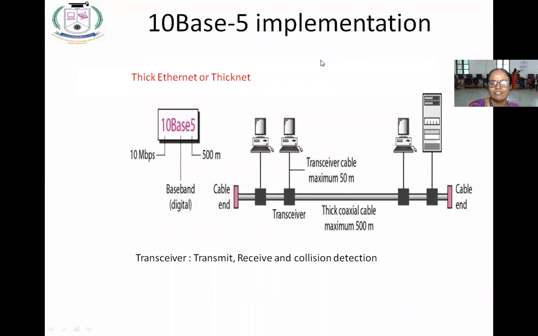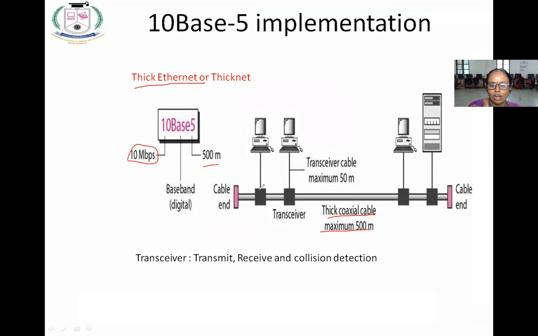Unmute yourself. Okay. Now we will see about 10 base 5. This is all about the kind of cable and the kind of length that will be decided. 10 base 5 means this 10 stands for 10 Mbps speed, and 5 means 500 meter, and a thick cable will be used. And you all know that this maximum thick coaxial cable length will be around 500 meter.